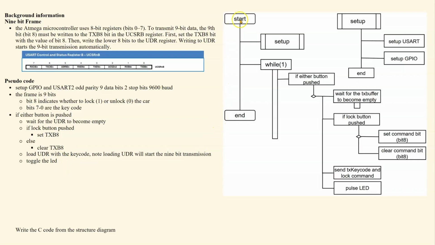And we can see here the actual structure diagram, set up USART GPIO. While 1, if either button is pushed, we wait for the transmit buffer to become empty. If the lock button was pushed, we set the command bit to a 1. If it wasn't pushed, then it must have been the unlock button pushed, so therefore we clear the command bit. We then transmit the key code and lock command and pulse LED.